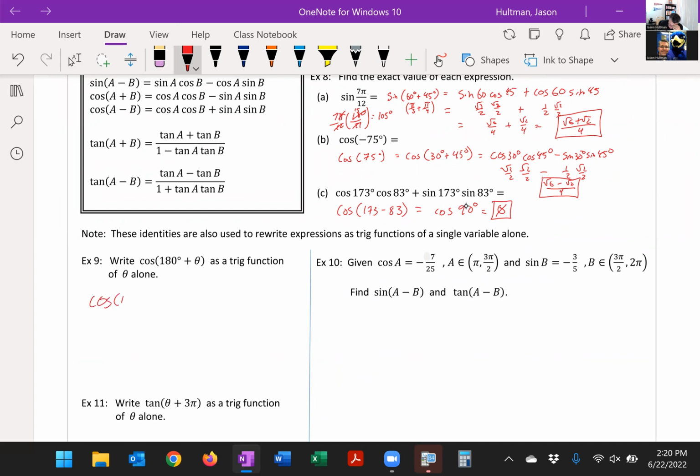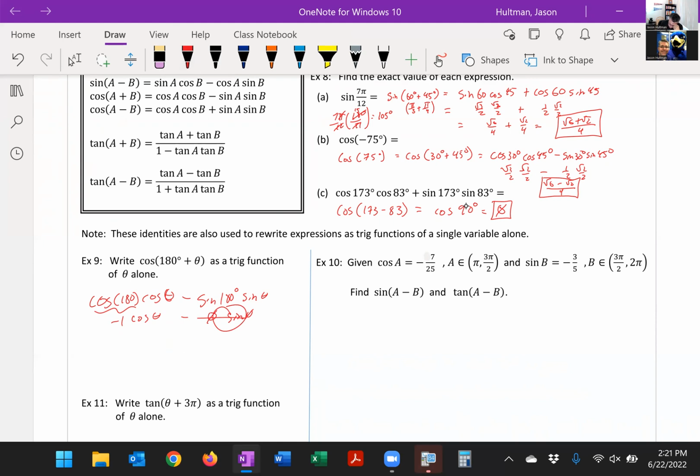So cosine of 180 times cosine of theta, minus sine of 180 times the sine of theta. Okay, so the cosine of 180, I know what that is. That's -1. That's from my unit circle. And the cosine of theta minus the sine of 180 is 0, and that's times the sine of theta. Well, anything that was multiplied by 0 is 0. So this thing just goes away. That whole thing becomes 0. So this is just going to be negative cosine theta.